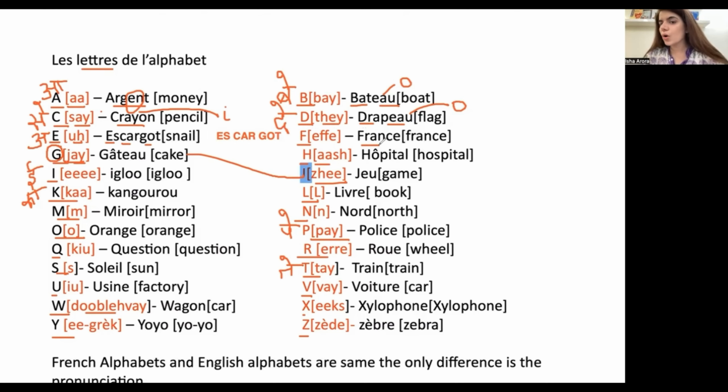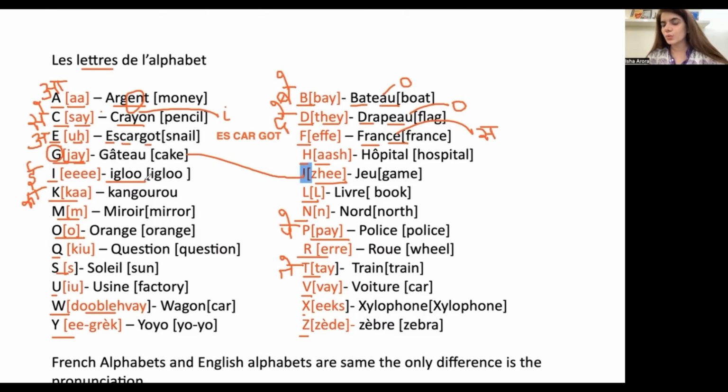France. France. Now, whenever there is CE, you read it like sir. Okay. So, France. France. Next, I is igloo.